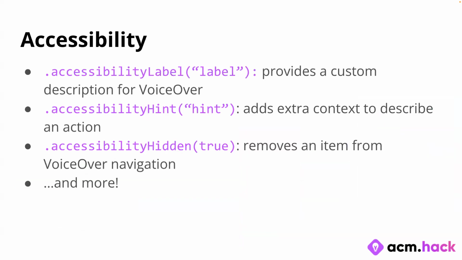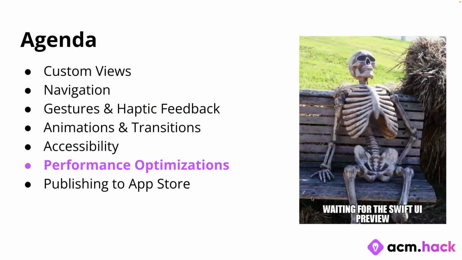So here's some pretty basic accessibility functions you can use within your app. So you have accessibility label, with this label you put in here, and that provides a custom description for VoiceOver. You have accessibility hint, you'll put your hint over here, and this just adds extra context to describe an action. So it'll basically just be like a hint, like what the name suggests. And then we have accessibility hidden true, which removes an item from VoiceOver navigation. And there's so much more than this. This is just really 3 that I picked. But yeah, if you're curious about it, you can also go read whatever documentation they have there.